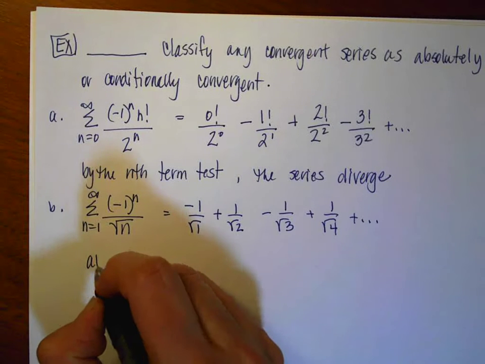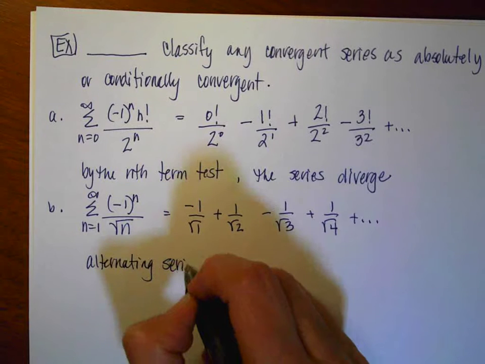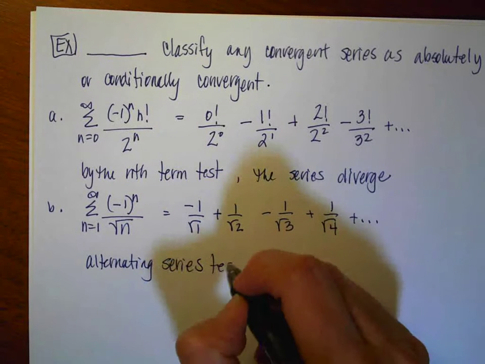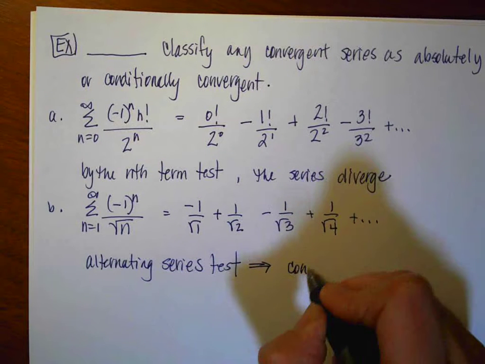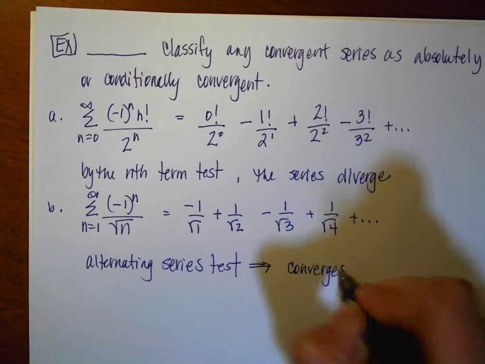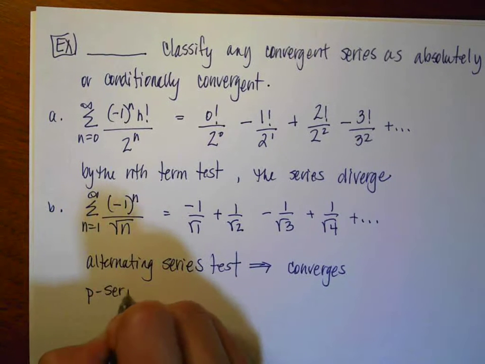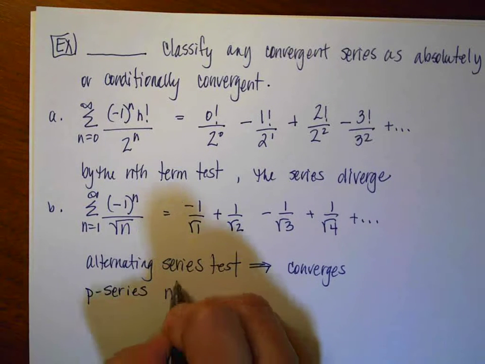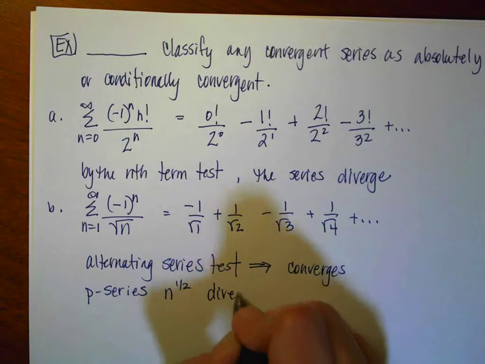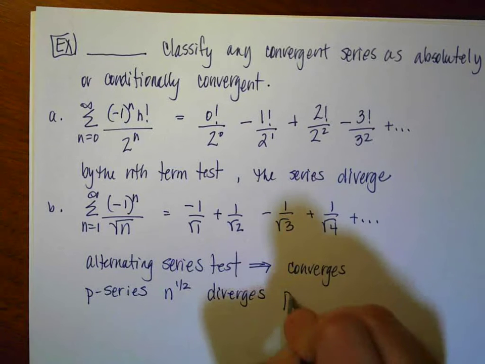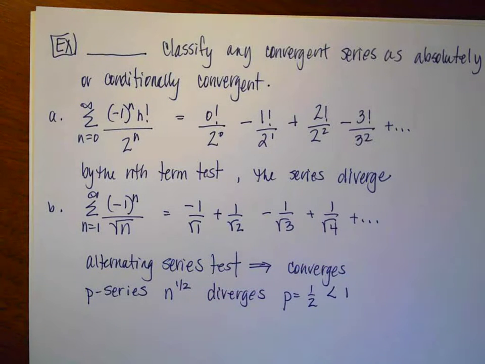Okay, so we could use our alternating series test, which is what we've been doing for the last couple of days, and we could show that this particular series converges. But if we used a p-series, we would get n to the 1/2, then we would know that this diverges because p is equal to 1/2, which is less than 1.